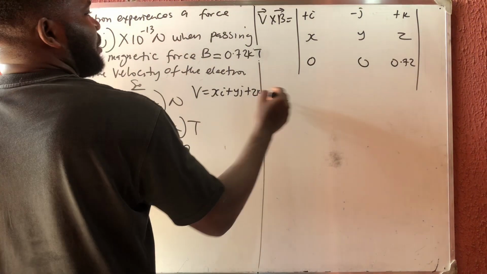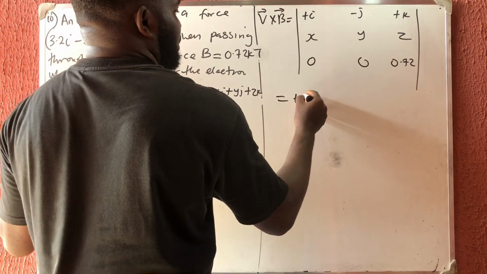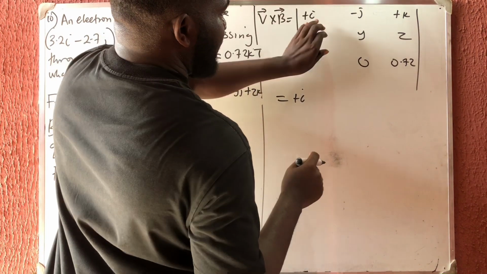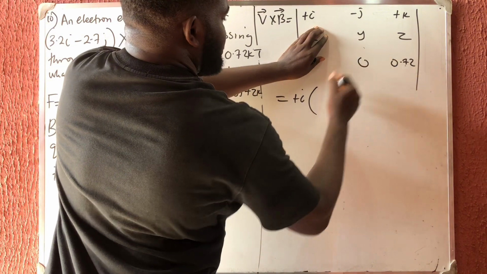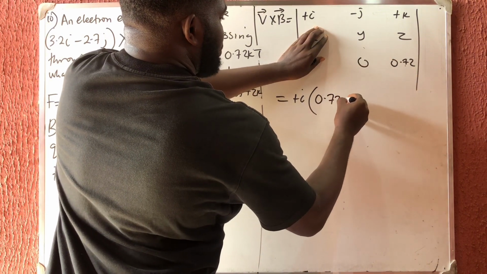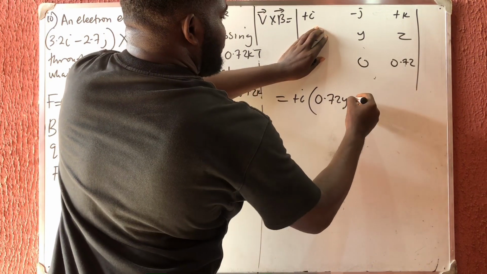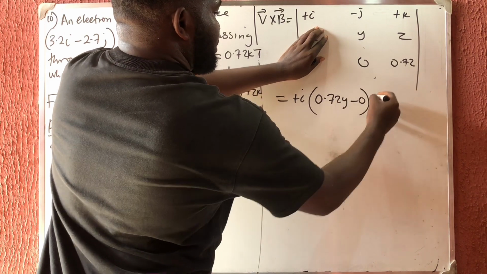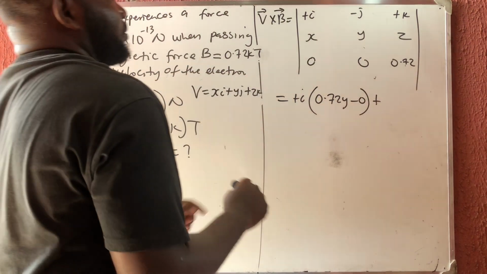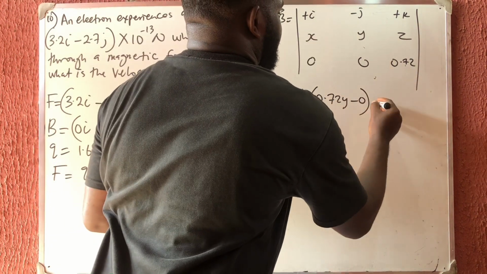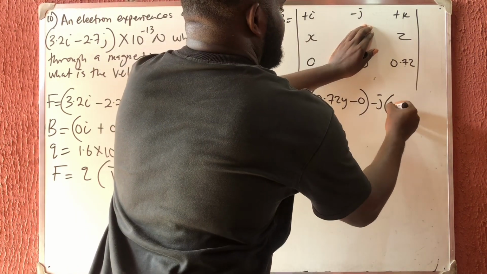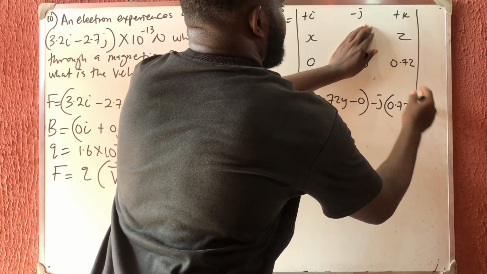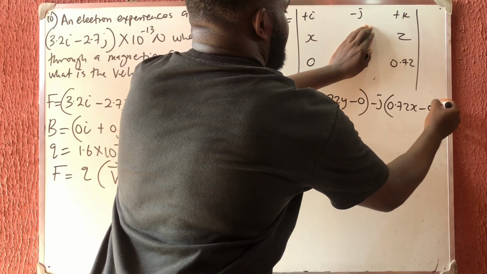So if I do that, I'm picking my plus i. I cover these, I'm having left minus right. This time this will give you 0.72y. Okay, this time this will give you 0, right? Plus, pick minus j. If I pick minus j, I am left with, this time this will give you 0.72x. This time this will give you minus 0.